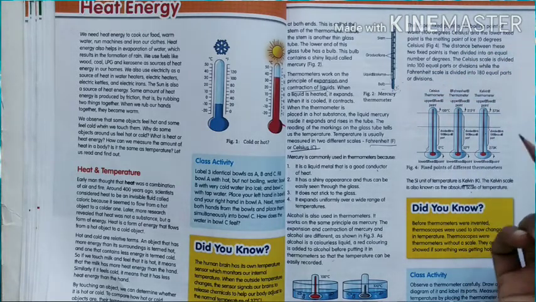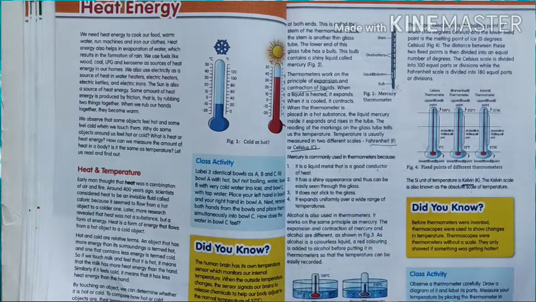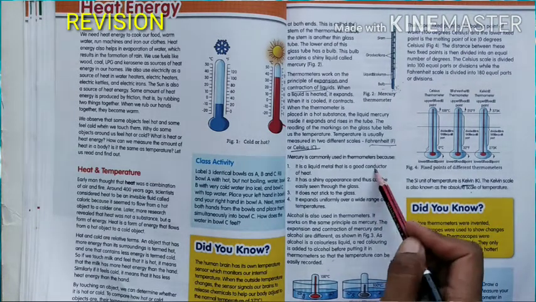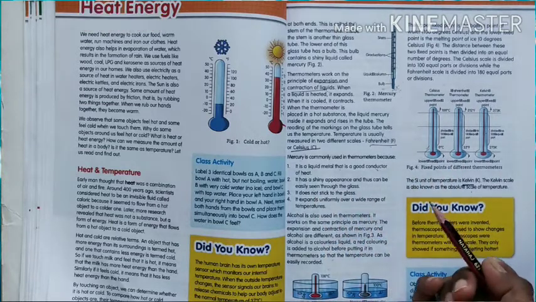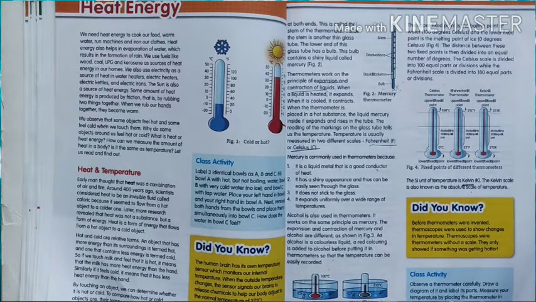Temperature is usually measured on two different scales: Fahrenheit and Celsius. Now the question arises, why is mercury used in thermometers? Mercury is commonly used because it is a liquid metal that is a good conductor of heat. It is shiny, so it can be easily seen through the glass, and it does not stick to the glass. It expands uniformly over a wide range of temperature.